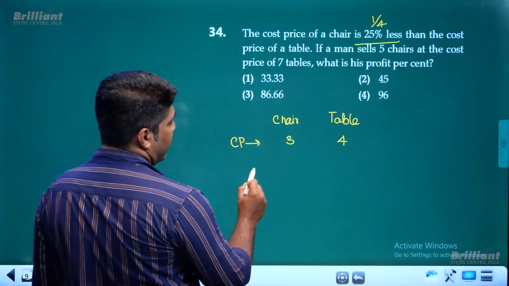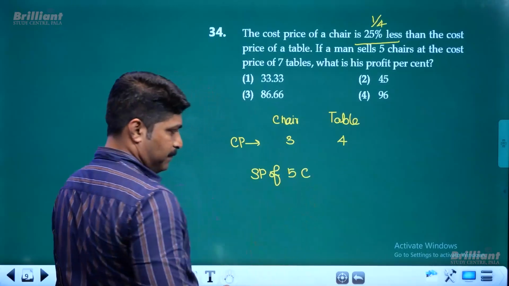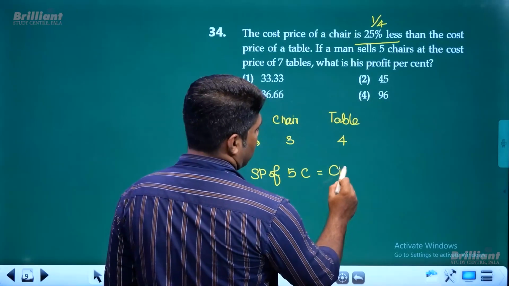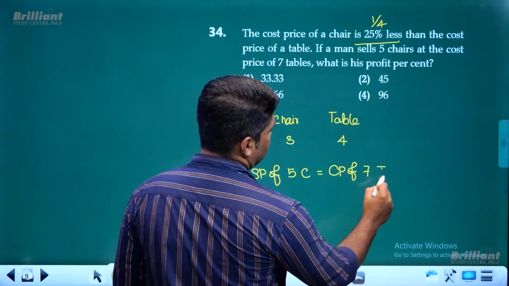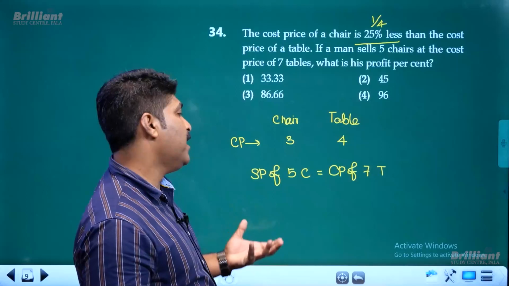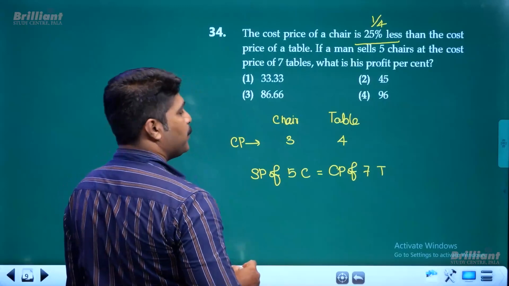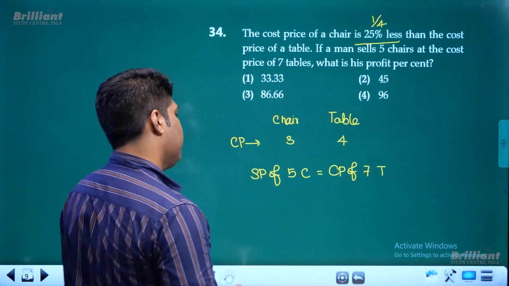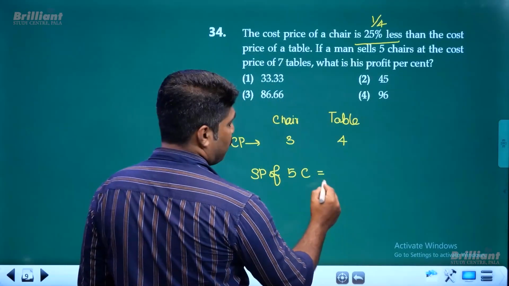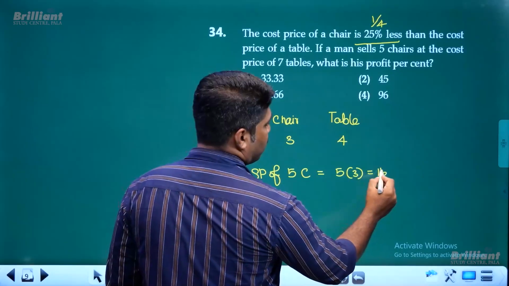So how we can write it: the selling price of 5 chairs is equal to the cost price of 7 tables. Then we are going to find out the cost price, or the expense he made, and the revenue he received. So the selling price of 5 chairs is equal to the cost price of 7 tables. What is the selling price of 5 chairs? Instead of considering steps like this, it is nothing but 5 into 3, which is equal to 15 rupees.